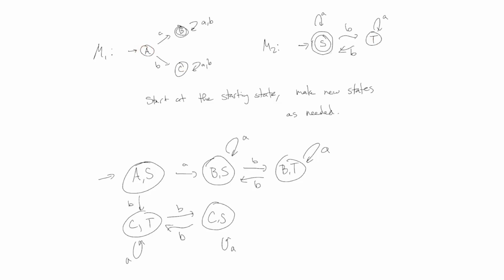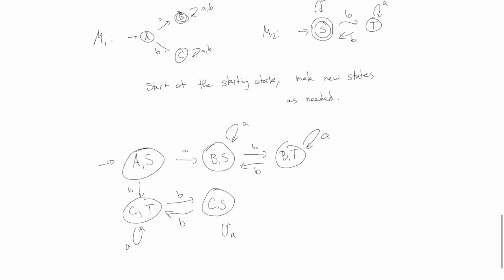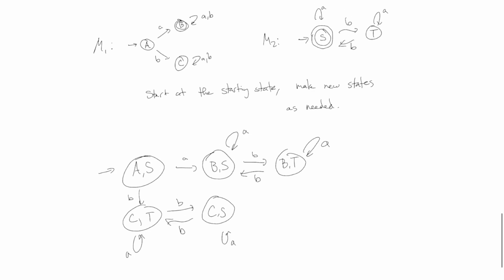So you can't ever see A, comma, T. In larger examples, it's possible that there could be many, the book calls them inaccessible states, and you don't need to bother drawing them in your diagram down here.